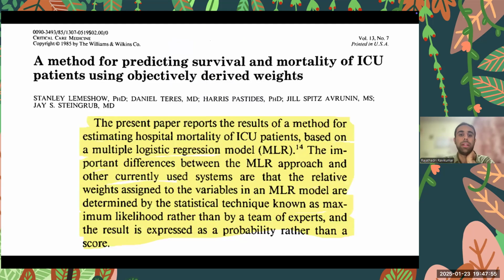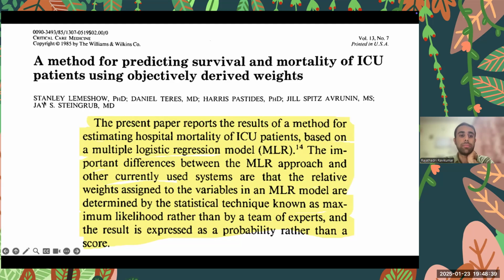So then came the Mortality Prediction Model. Why did they do it? The present paper reports the result of a method for estimating hospital mortality of ICU patients based on a multiple logistic regression model. All this while, people were taking an expert panel and then deciding which parameters to use. But in 1985, they decided to forgo that and bring a multiple logistic regression model to know which variables to use. So they used a statistical technique known as maximum likelihood rather than a team of experts, and the result is expressed as a probability rather than a score. So they're giving the probability of mortality.